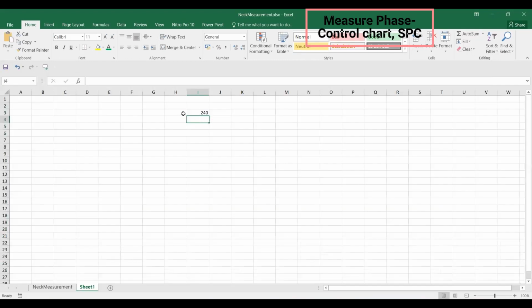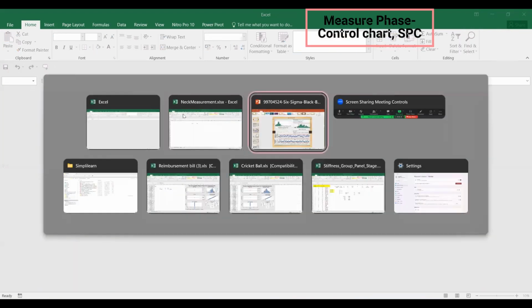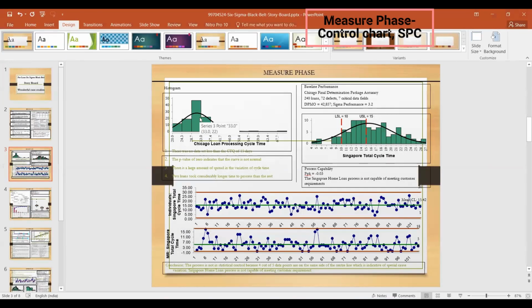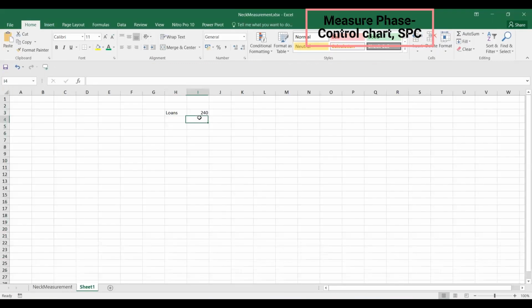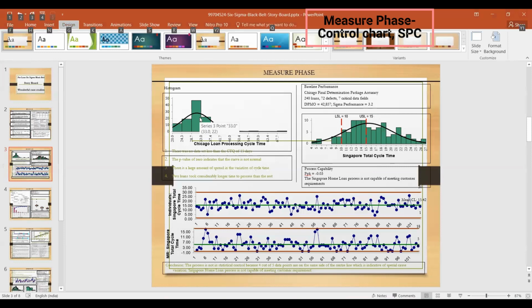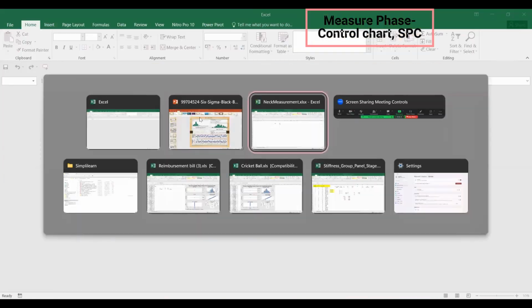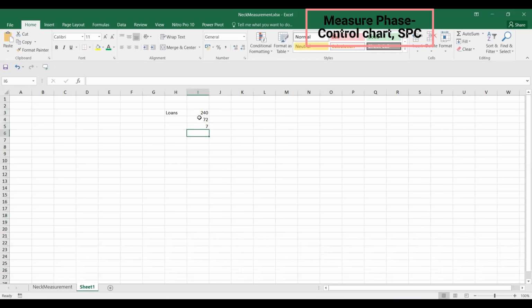And this is the total loan we have. And then what is the next data point? 72 defects and CTQ is 7. 72 defects and 7 critical points we have. What you can do, this is the defects and this is CTQ.